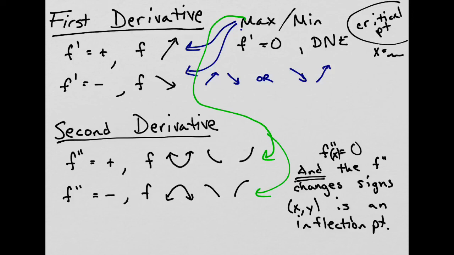And remember, a max or a min is the y value. So a critical point is the x value, a maximum or minimum is a y value, and an inflection point is the x and the y value. So I think that's everything I wanted to do for a quick review. I wanted you to have another related rates problem, another optimization, and then just general stuff.